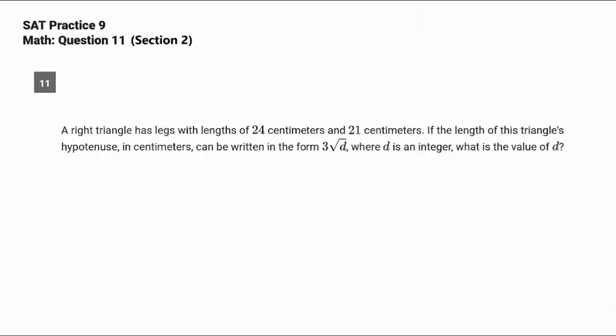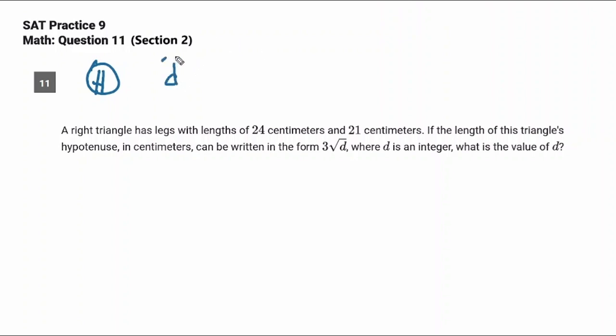We're on SAT Practice Test 9, Math Section 2, Question 11. What's the level of difficulty? It's hard. A right triangle has legs with lengths 24 and 21. If the length of the triangle's hypotenuse can be written as 3 root d, d is an integer, what's the value of d? So what are we looking for?